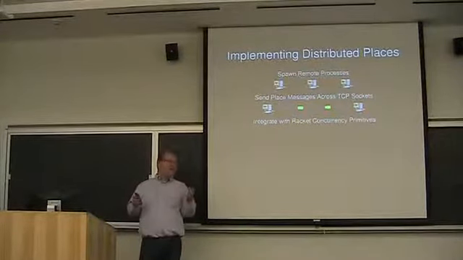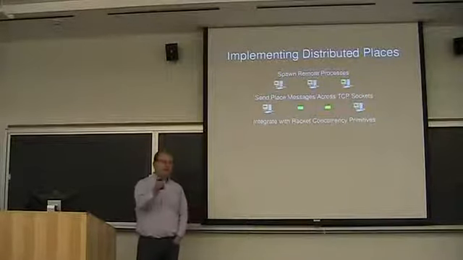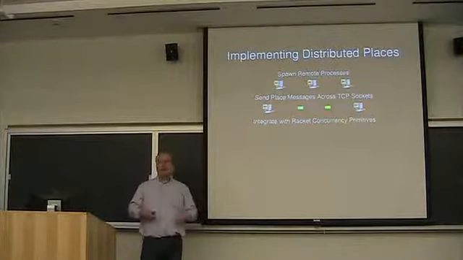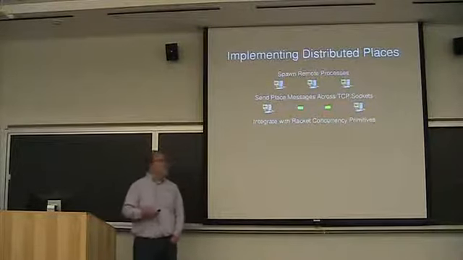And the last thing we did is that we integrated with Racket's concurrency primitives. What this basically means is that distributed places and distributed place channels can be placed inside the sync call. And you can wait for events to occur on those things just as you can with other event objects such as files and network ports and things like that.